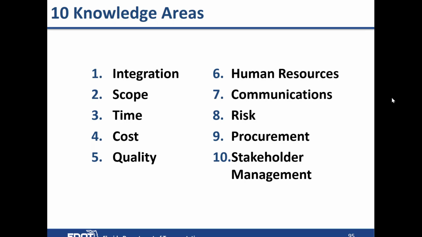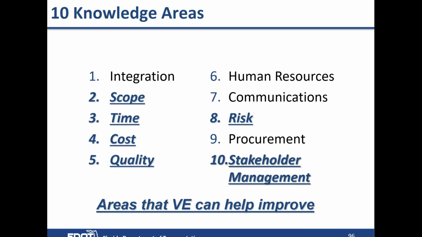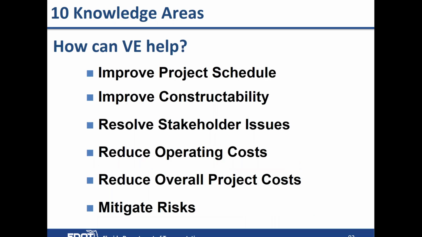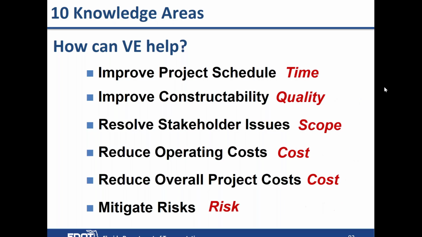And what I wanted to point out in those knowledge areas is there are 7 of them that definitely can be assisted through the VE process, and VE can help in those areas. So how does it help in those areas? It will improve project schedule. I've showed these areas on how to improve before: time, quality, scope, reduce costs, and mitigate risks. So these are areas, of the 10 knowledge areas, that the VE process can assist and help improve the project.